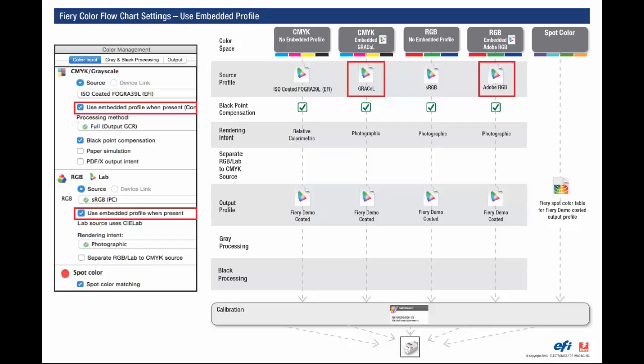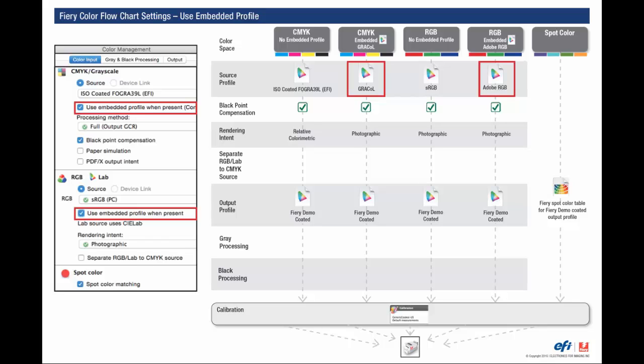Similarly, when I set Use Embedded Profile for RGB in the bottom part of this dialog, I will now use the embedded profile for RGB that I find with any RGB in the page document. In this case, an example is RGB with the embedded Adobe RGB profile. We'll use Adobe RGB rather than the sRGB default.